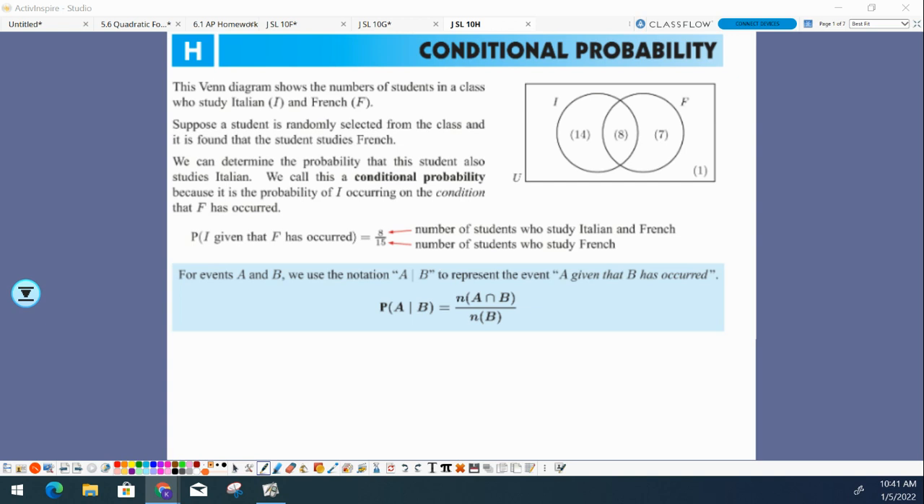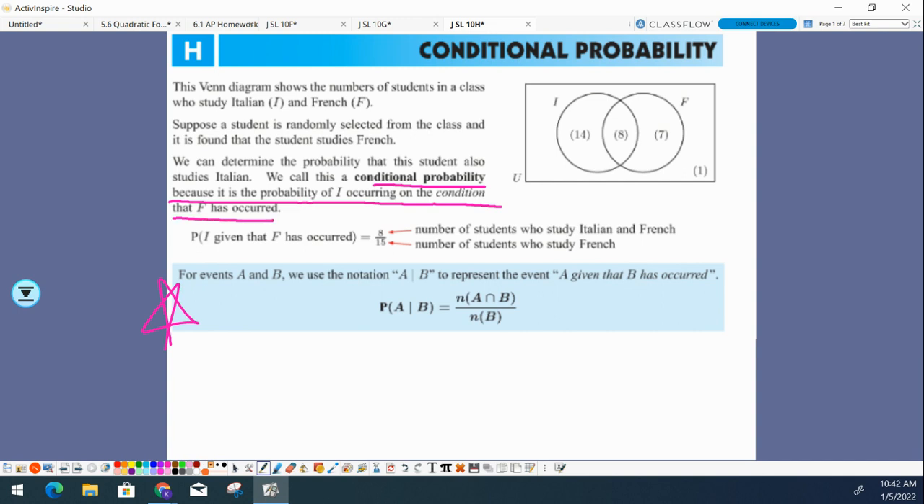So 10H is all about conditional probability. You want to make sure, first of all, to get this all in your notes. Conditionals really, if you want to underline this part, conditional probability, because it is the probability of I occurring on the condition that F has occurred.